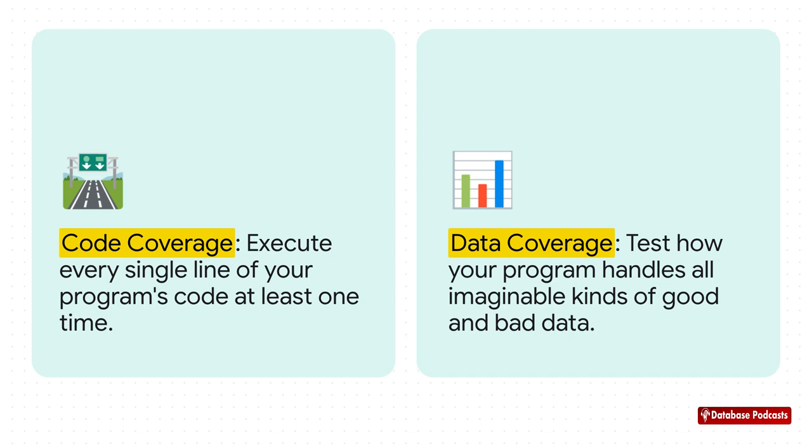This is all about making sure you've tested every single path, every little decision your code can make. And on the other hand, you've got data coverage. This is where you throw all kinds of data at your code, the good, the bad, and the ugly, to see how it reacts. You really can't have one without the other if you want to build truly robust software.